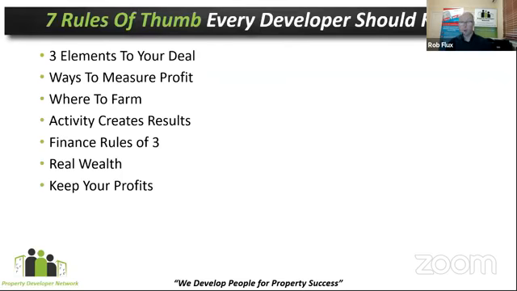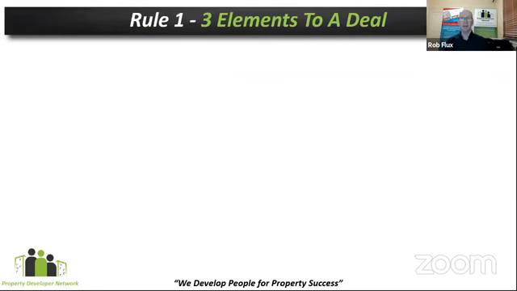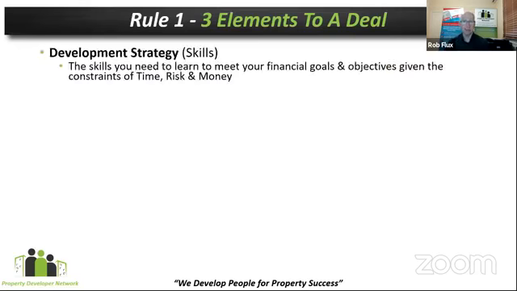Now, let's have a look at rule number 1, shall we? The 3 elements of a deal. This is one where I think a lot of people get really confused with regards to what is actually part of a deal. They get sold all this hype about different acquisition strategies and options contracts and all sorts of things like that, as that is development. But the reality is that the first part of your deal is the actual development strategy itself.